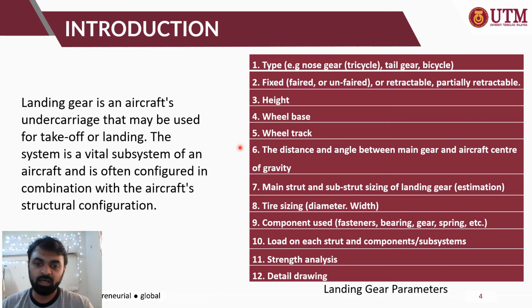And for landing gear design, we need to follow some parameters. So today we are following these 12 parameters, which are type, fixed landing gear, height of landing gear, wheelbase, wheel track, the distance and angle between main gear and aircraft center of gravity, main structure and substructure sizing, tire sizing, components used, load of each structure, and strength analysis and tail drawing.